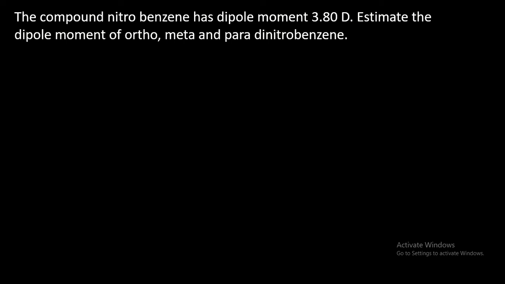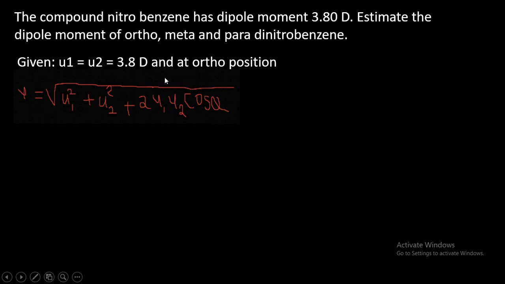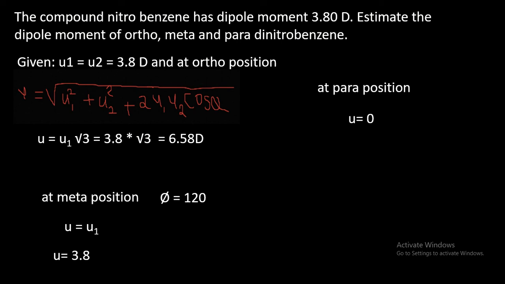Now, the compound nitrobenzene has a dipole moment of 3.80 D. Estimate the dipole moment of ortho, meta and para dinitrobenzene. The dipole moment of nitrobenzene is 3.80, that is the group moment of nitrobenzene, also 3.8 D. At ortho position, the relationship between dipole moment and group moment is u equal to u1 under root of 3. Putting the value of u1 equal to 3.8, 3.8 into root of 3 gives 6.58 D. Similarly, at meta position, the dipole moment is equal to the group moment, that is 3.8. At the para position, having a center of symmetry and plane of symmetry, the dipole moment equals 0.